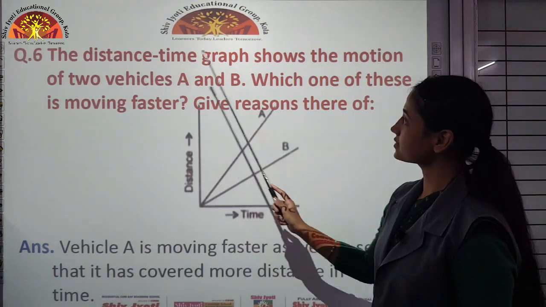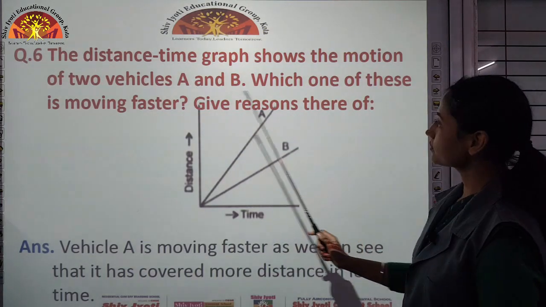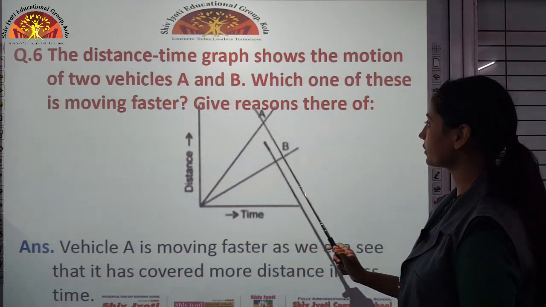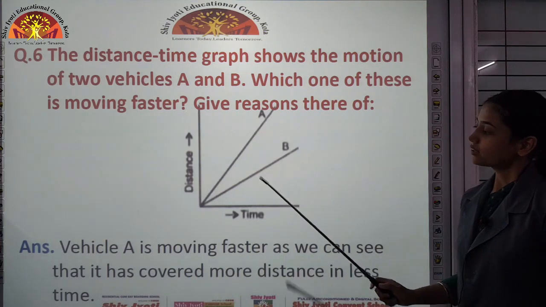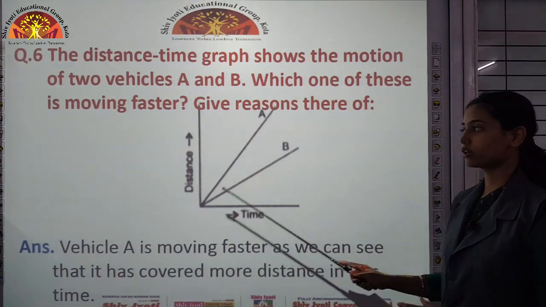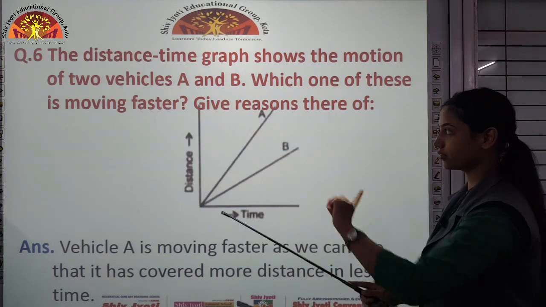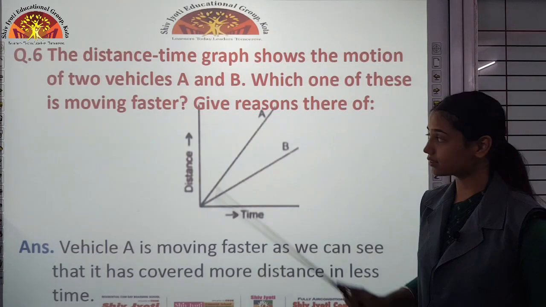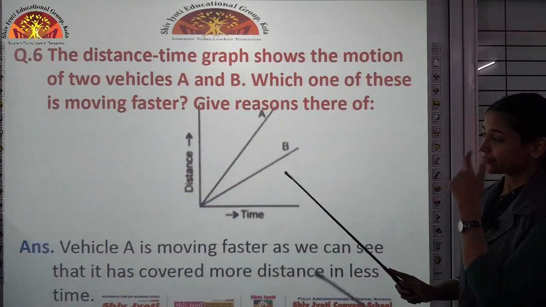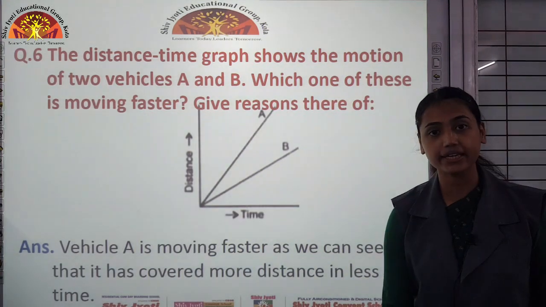Question 6, the distance time graph shows the motion of two vehicles A and B. Which one of these is moving faster? Give reasons thereof. Now a distance time graph is given. On the x-axis we have taken time, on the y-axis we have taken distance. Now these are two straight lines representing the motion of two vehicles A and B. Now you have to tell me which vehicle is moving faster. So how will you check it?